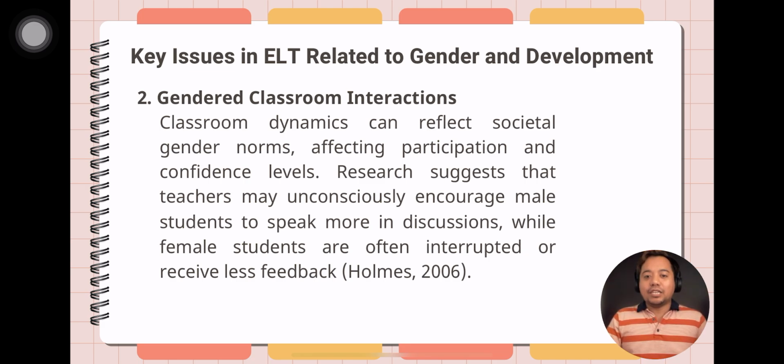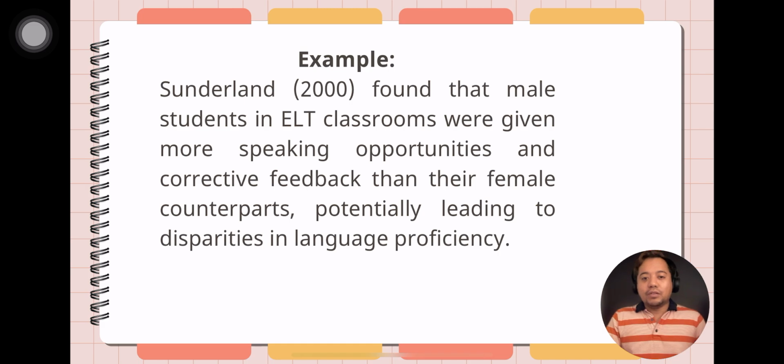The second key issue in ELT related to gender and development is gendered classroom interactions. Classroom dynamics can reflect societal gender norms affecting participation and confidence levels. Research suggests that teachers may unconsciously encourage male students to speak more in discussions, while female students are often interrupted or receive less feedback. For example, Sunderland in 2000 found that male students in ELT classrooms were given more speaking opportunities and corrective feedback than their female counterparts, potentially leading to disparities in language proficiency.